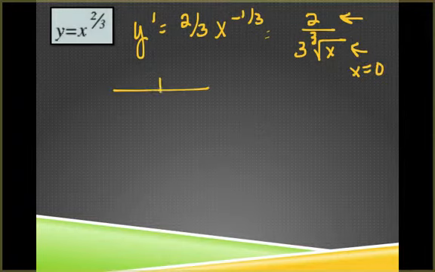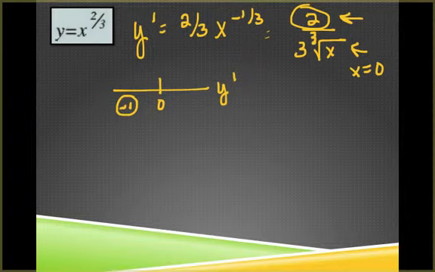So if we make our sign chart with the critical point of 0, let's pick a number less than 0, like negative 1, and substitute that into our derivative. Our numerator is always 2, so it's positive. On the bottom, we're doing the cube root of x and then multiplying it by 3. If I use negative 1, the cube root of negative 1 is negative 1, times 3 would be negative. So I have a positive numerator divided by a negative denominator, so that's negative.